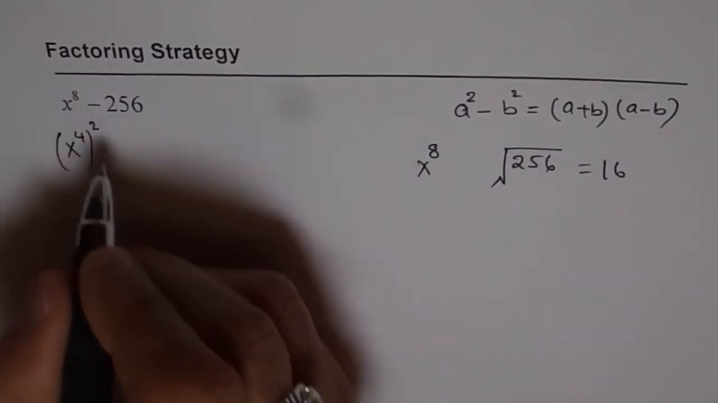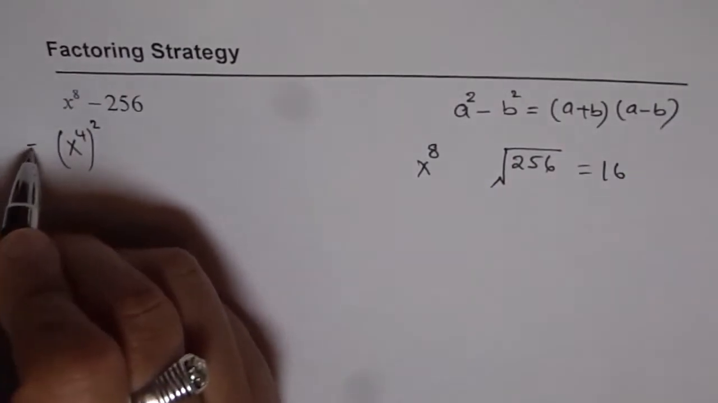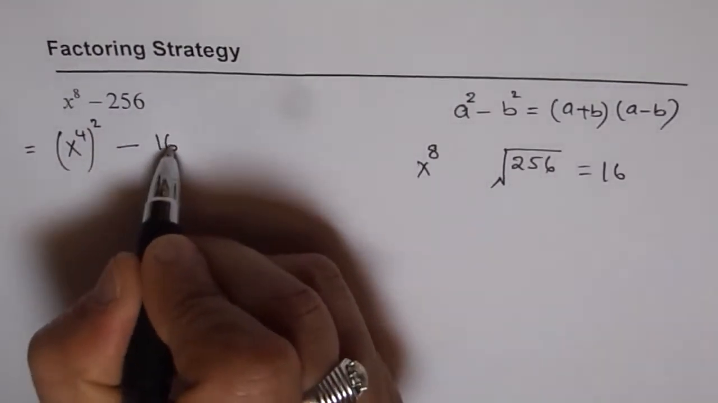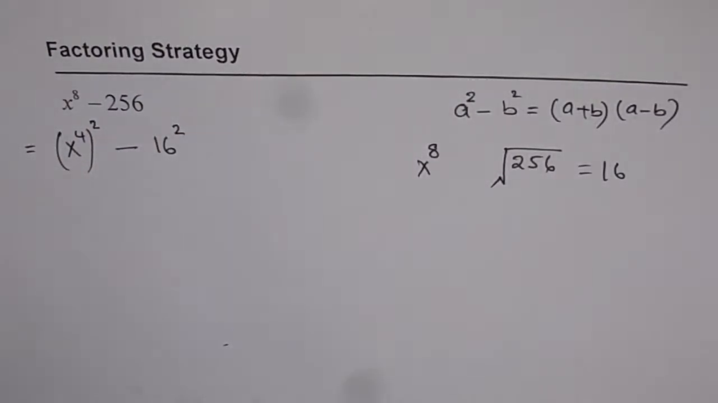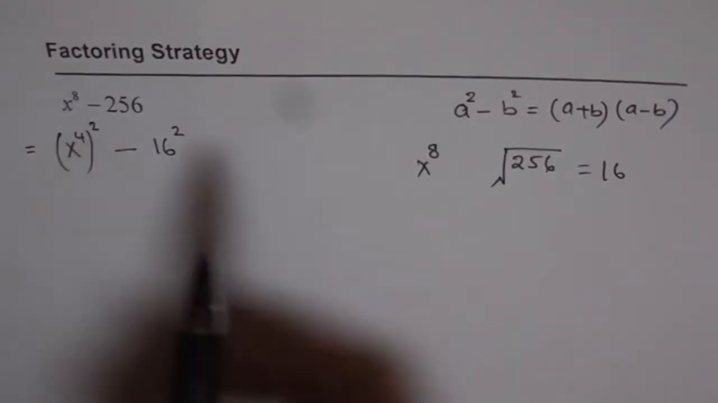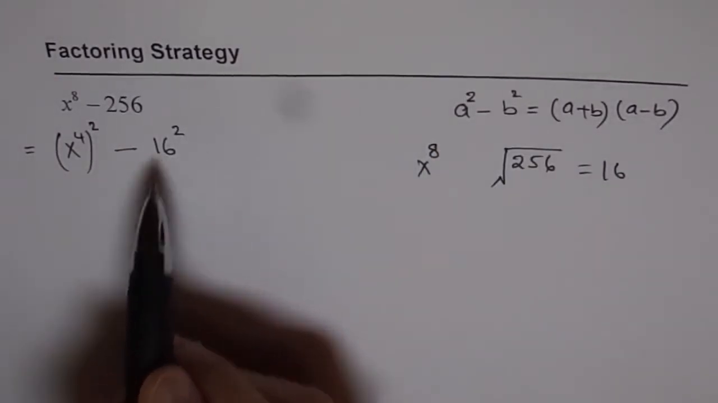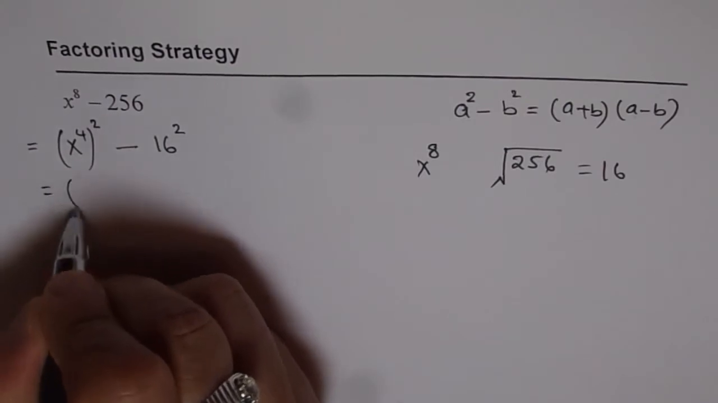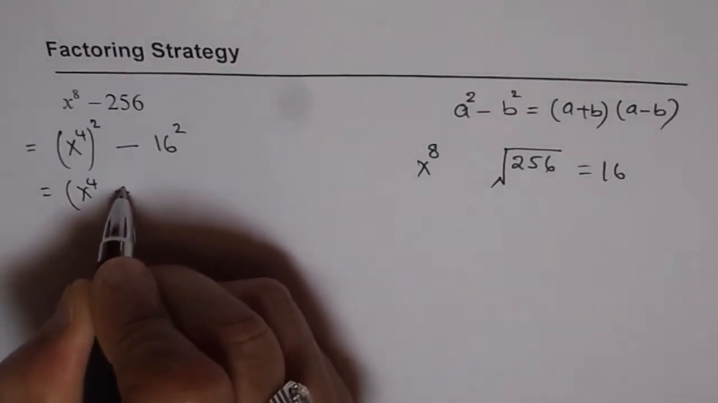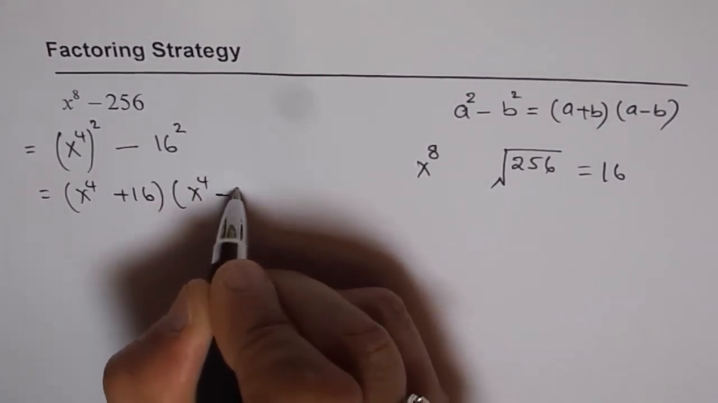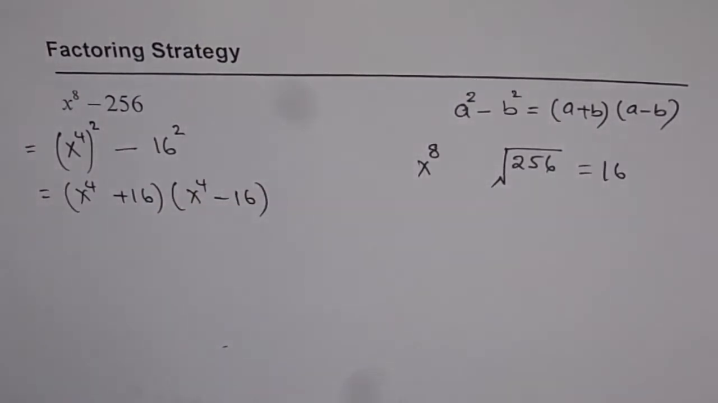Okay, so we can write this binomial as equal to x to the power of 4 square minus 16 square. Do you understand? So we get a difference of squares. Now treat x to the power of 4 as a and 16 as b. Then we can write this as x to the power of 4 plus 16 times x to the power of 4 minus 16. So we have factored.